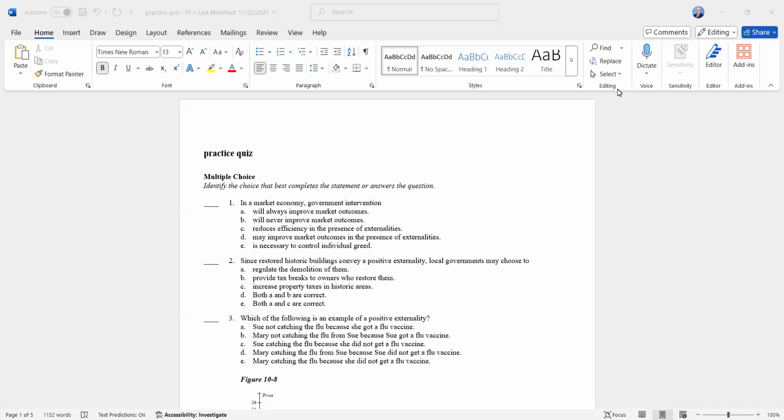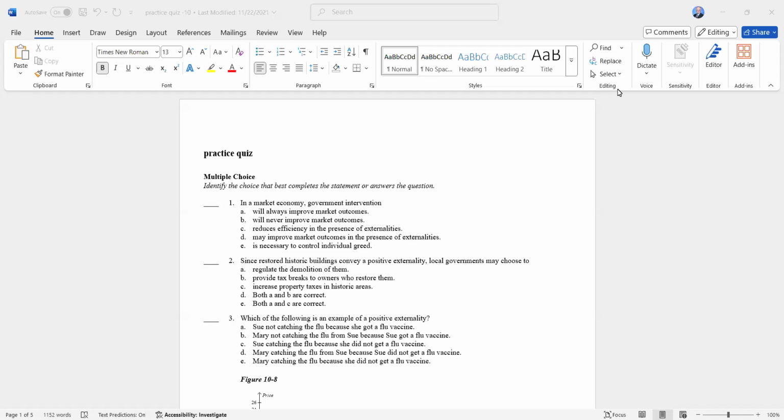Now, remember, because what else could they ask? For a positive externality, the government intervention is going to be a subsidy, and for a negative externality, the government intervention is going to be a tax. In both cases, you're always trying to go to the allocative efficient, the optimal.